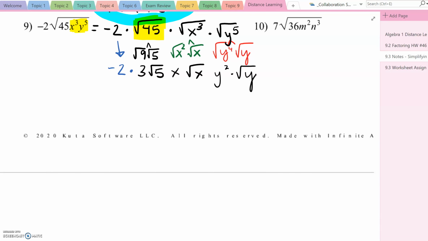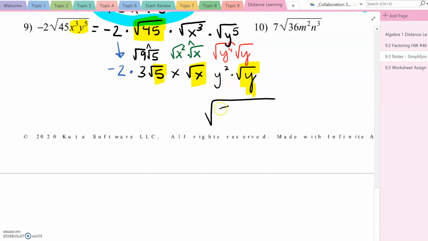All right, so the thing that's a little bit more complicated here is, do you notice how we have so many square roots? We're going to combine all of those into one big one. So we're going to say that one big square root is 5xy. And then all of our numbers, the -2 times 3, the x, and the y squared, all of our stuff outside the radicals will go out front.